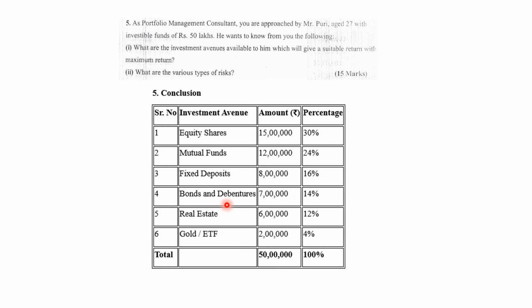Last is the conclusion. We will show the chart of the entire investment. Equity share 15 lakhs, mutual fund 12 lakhs, fixed deposit 8 lakhs, bonds 7, real estate 6, and gold 2 lakhs. Total comes to 50 lakhs, 100%. You can all go through it once.